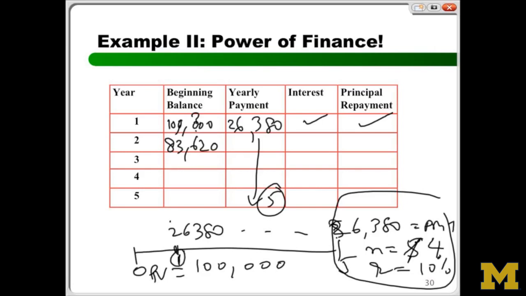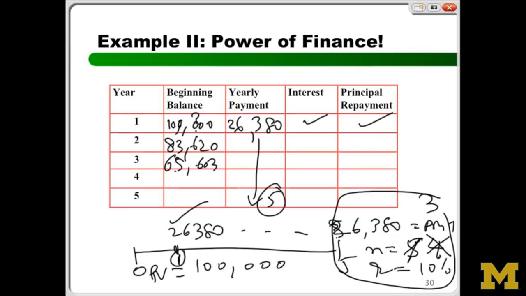If I'm at period 1, I've already paid this up. How many more left? 4 left. So n is 4 and interest rate is 10%. And how many am I paying? 26,380. So 83,620 is very easy to do if you recognize that. So how would you do the next column? It's 65,603. How will you do it? You'll just make n 3.